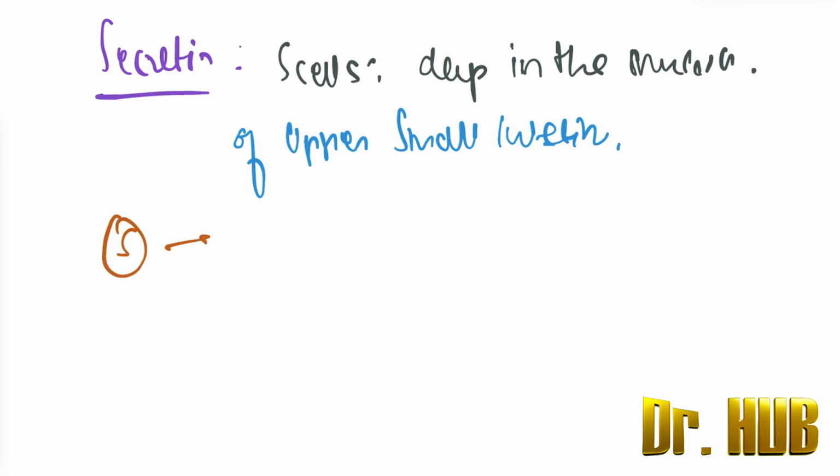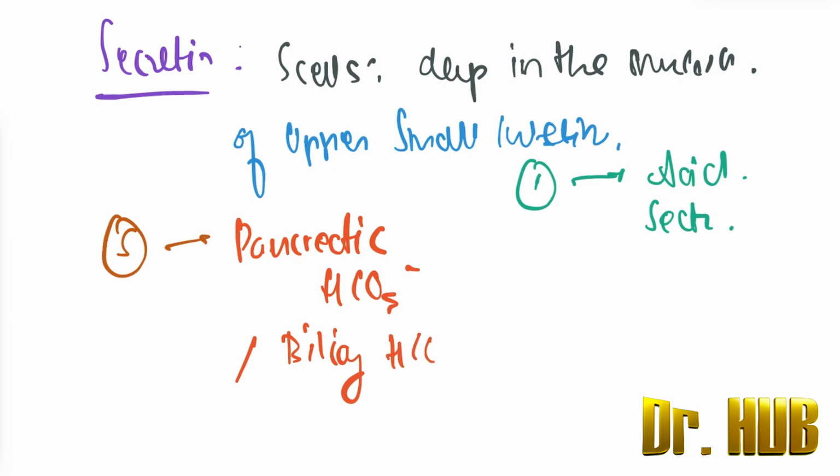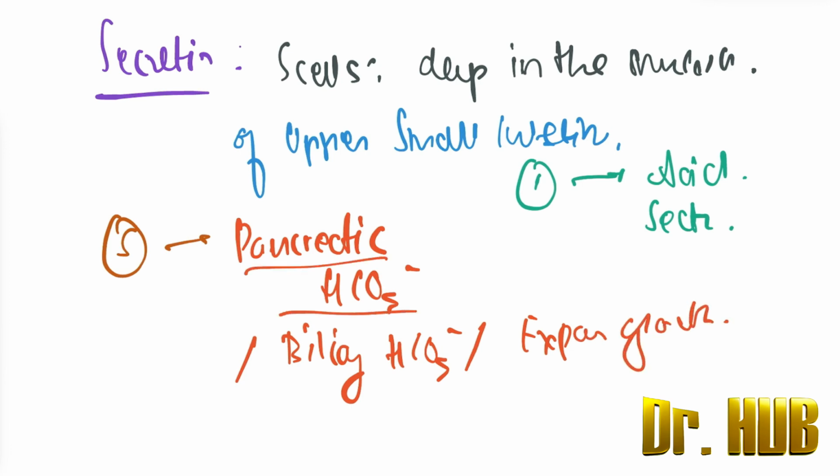Before stimulation, let's look at the inhibition. So where is it inhibited? It is inhibited in acid secretion. So this is secretin. In terms of acid secretion, inhibited, and it's stimulated in terms of pancreatic HCO3, then the biliary HCO3, and then the exocrine pancreatic growth as well.